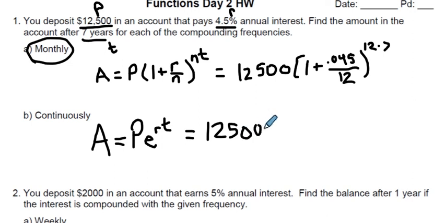So 12,500, and then you're going to plug in E to the power of 0.045, and again, this is in the exponent, times 7. And again, 0.045 times 7 is also in the exponent. If you plug that in, it'll give you the answer that I think most of you got. Actually, I think all of you got it right, at least that have posted it so far. So make sure you're plugging that in the calculator correctly, and you should get it right.